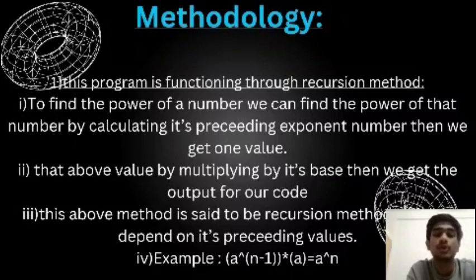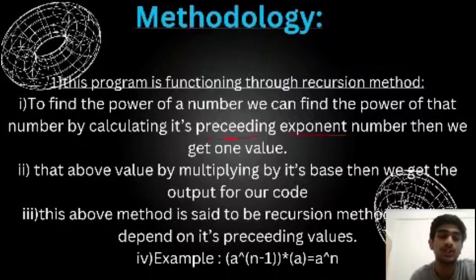Methodology. This program functions through the recursion method, as the title says: calculate the power of a number using the recursion method. In the recursion method, there are some steps we should know earlier. To find the power of a number, we can calculate its preceding exponent value. The method is to find the present value by using the previous value, by multiplying the preceding value with the base.